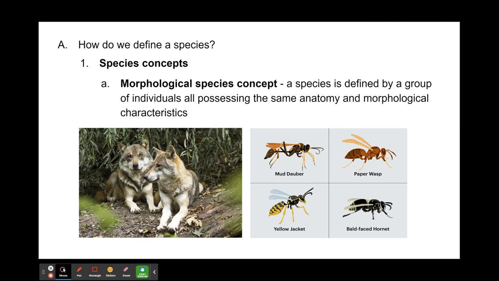But what about those species that look almost identical and can trick you into thinking that they are the same species when they actually aren't? Some biologists use the morphological species concept to define a species, but not all biologists, for this reason, because it's not always reliable.